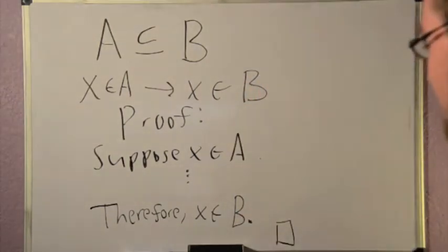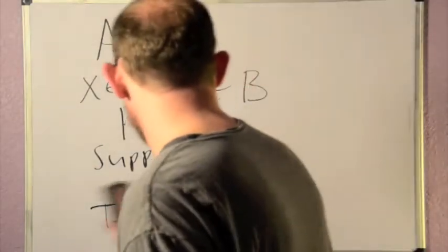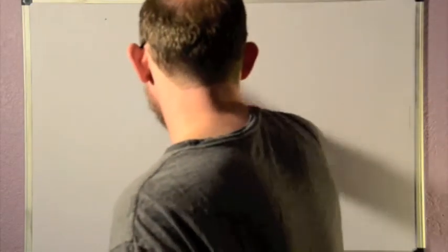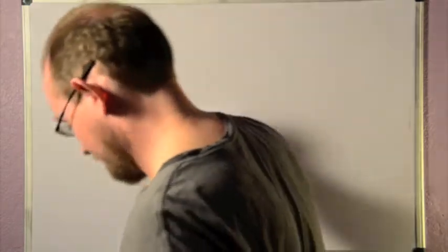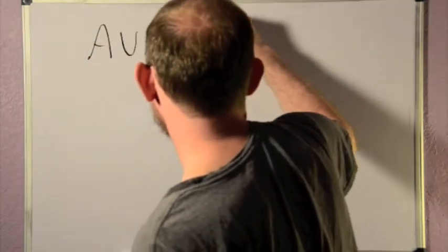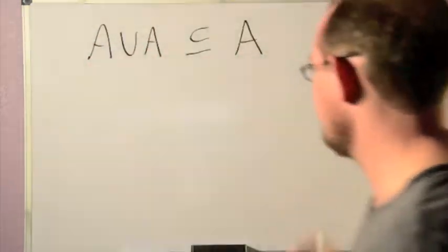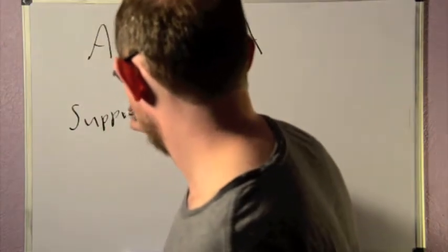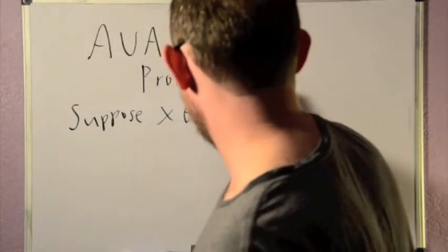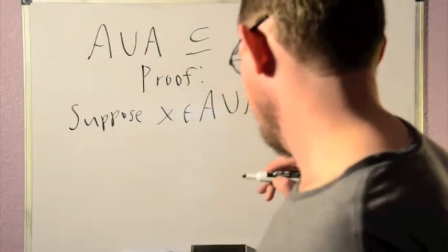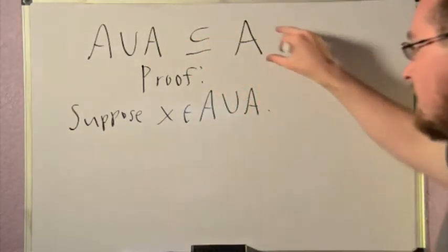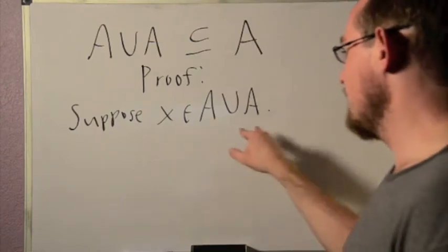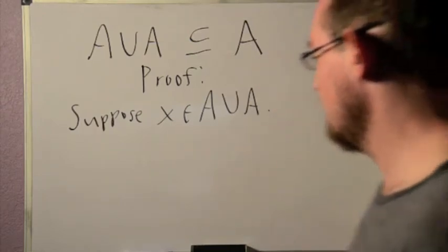Okay. So let me give an example of this. We're going to prove that A union A is a subset of A. This is how we prove it. First we suppose X is an element of A union A. And then we're going to show that X is also an element of A. We take this arbitrary element that's in A union A and show that it's in A as well.